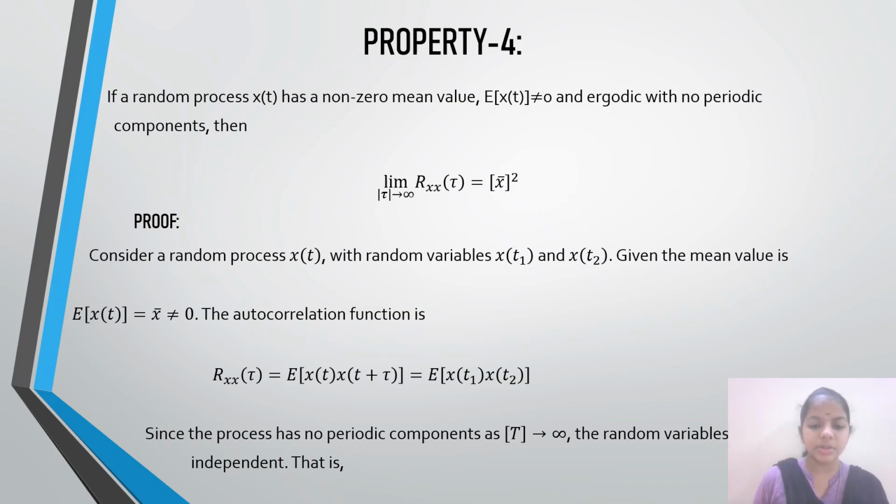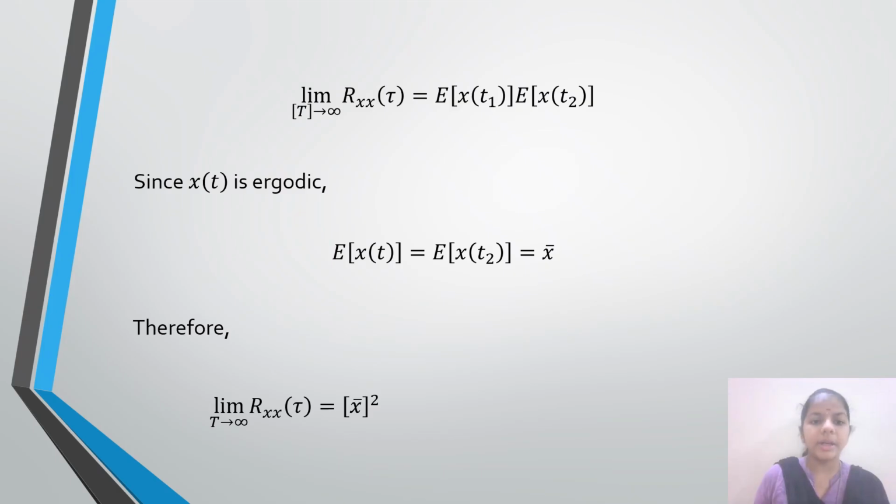Since the process has no periodic component, as tau tends to infinity, the random variables are independent. That is, limit tau tends to infinity, Rxx of tau is equal to expectation of x of t1 into expectation of x of t2. Since x of t is ergodic, expectation of x of t1 is equal to expectation of x of t2, which is equal to x bar. Therefore, limit tau tends to infinity, Rxx of tau is equal to x bar square.